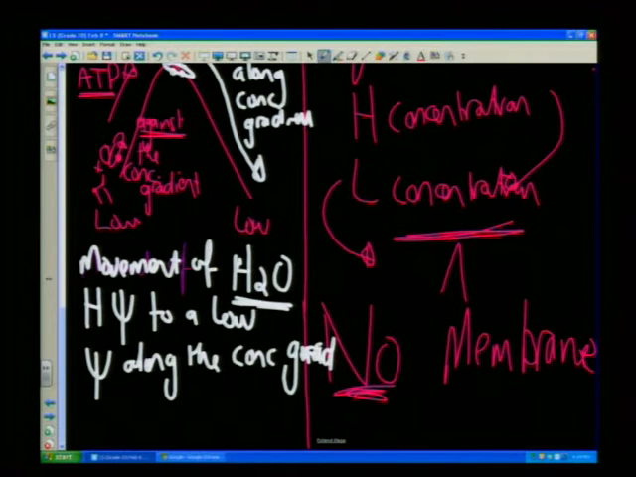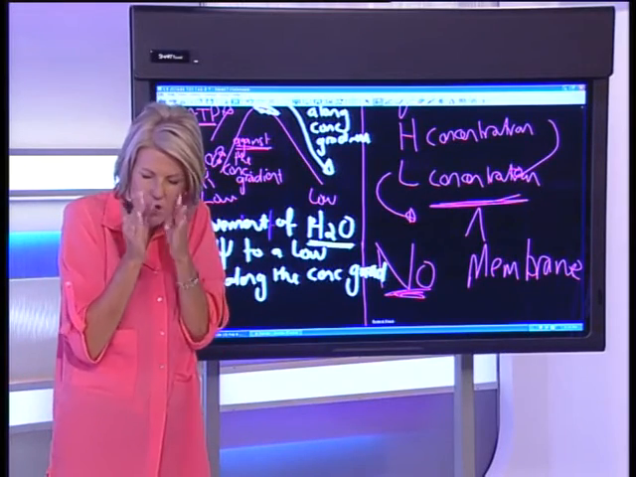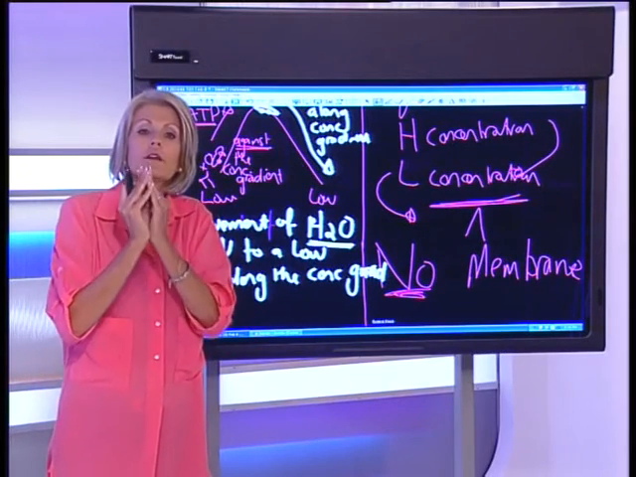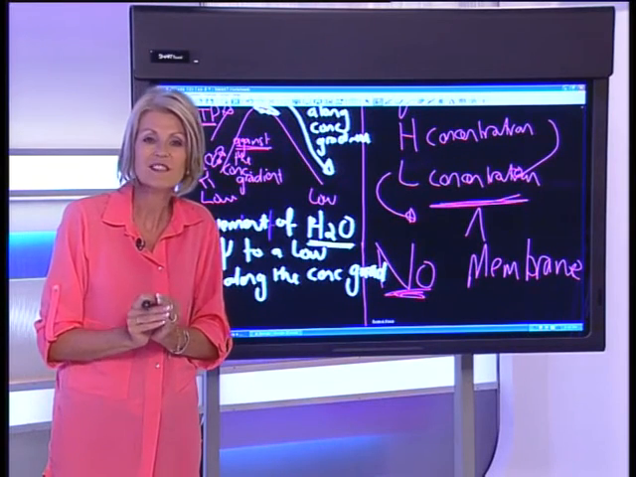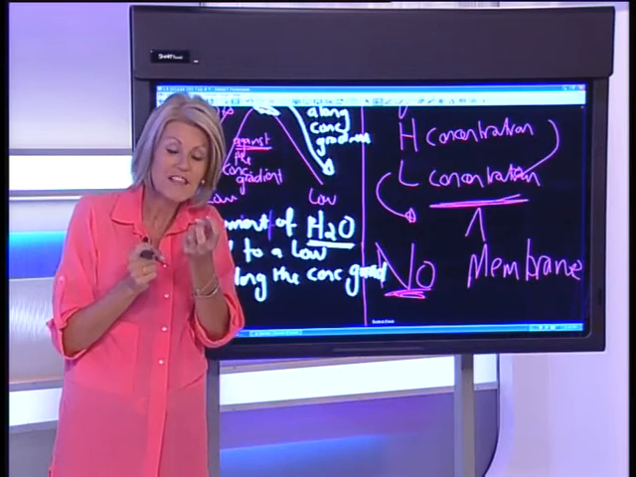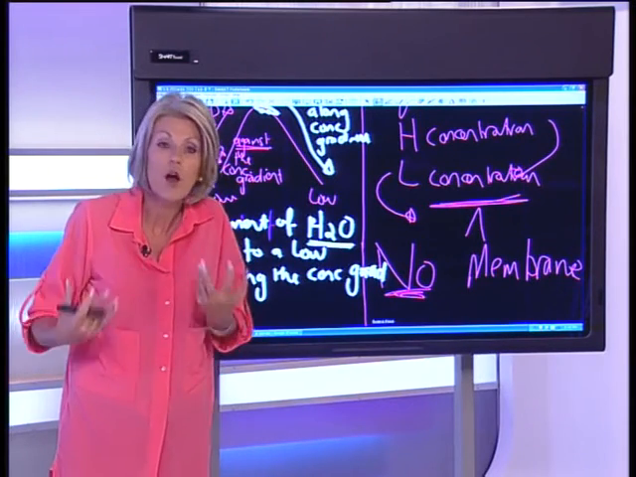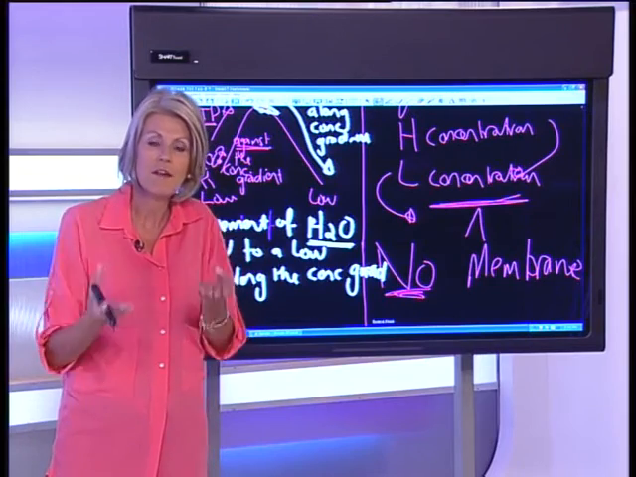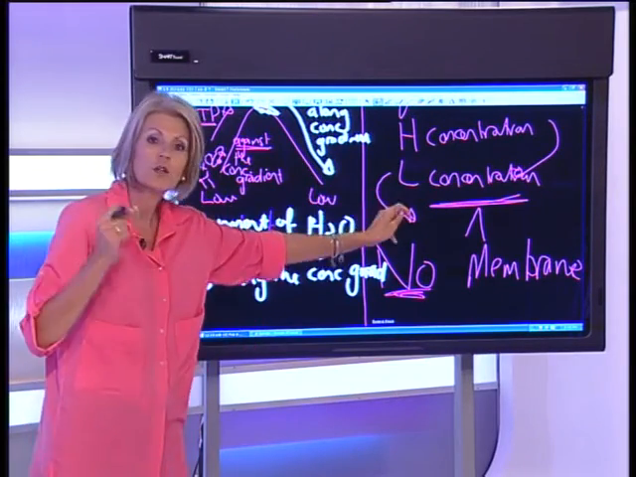okay? But you can never, ever, ever, and close your eyes and hear my voice, you can never have an equilibrium with osmosis. Not ever. All right, because the solutes that change that gradient cannot move through the membrane. They can't. So you can never have an equilibrium with osmosis. Whereas with diffusion, you can.